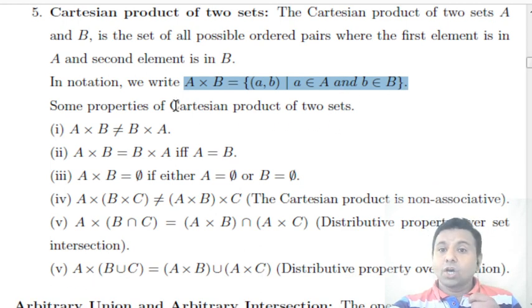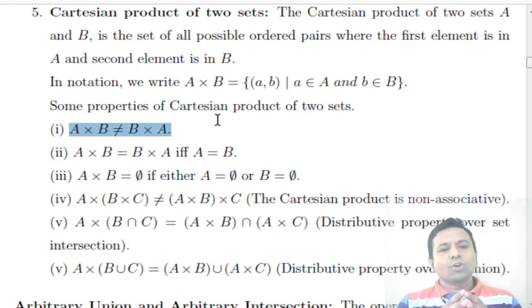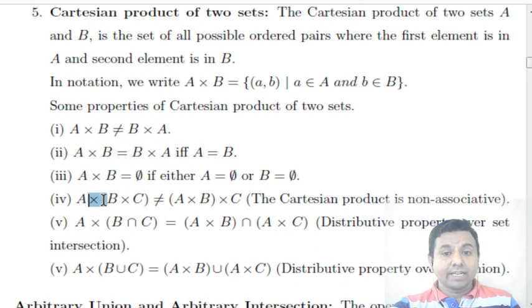Some properties of the Cartesian product of two sets here. A cross B and B cross A are in general not equal. So the question in our mind is, when are they both equal? Whenever B equals A, that is A equals B, then A cross B and B cross A are equal. A cross B equals phi if either A equals phi or B equals phi. Again, in general, associativity is not satisfied.